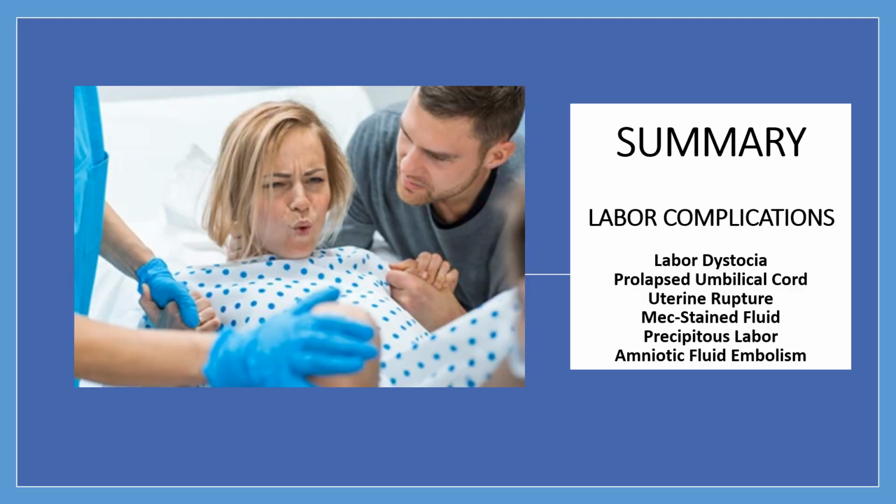In summary, complications occurring during the labor process are emergent and require immediate intervention. The most common labor complications include labor dystocia, prolapsed umbilical cord, uterine rupture, meconium-stained fluid, precipitous labor, and an amniotic fluid embolism. The labor nurse needs to be aware of the risk factors associated with these most common labor complications, expected assessment findings, and required nursing care to prevent maternal and fetal morbidity and mortality.